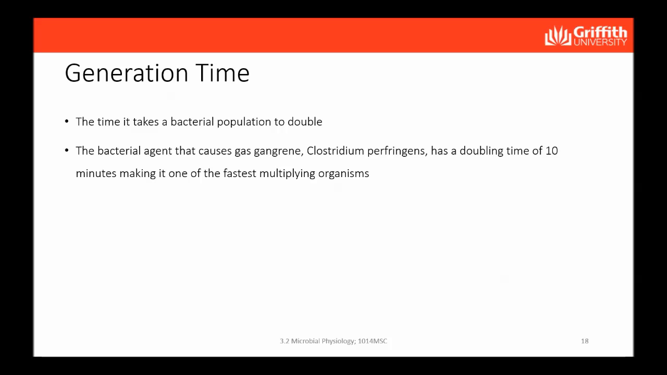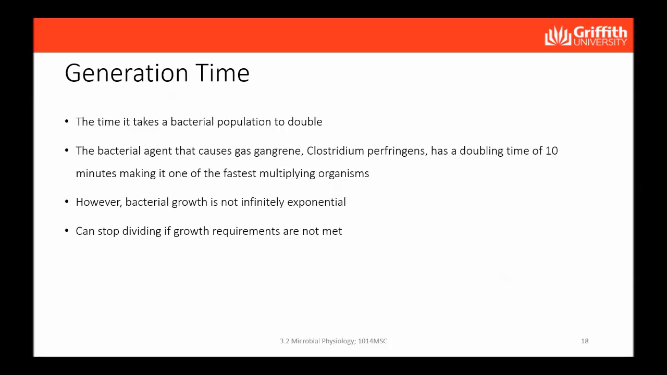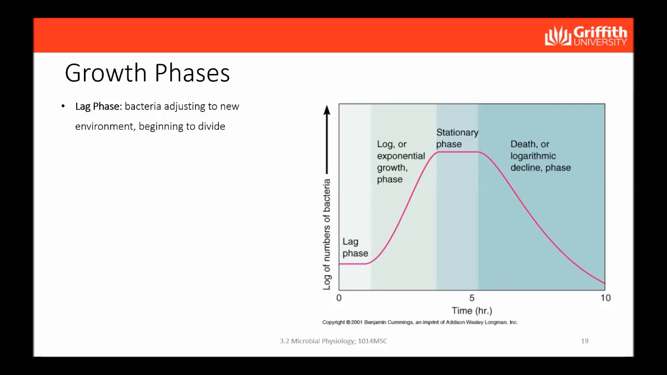However, bacterial growth is not infinitely exponential. Bacteria will stop dividing if the necessary physical or chemical growth requirements are exhausted. There are different growth phases in a bacterial population. When a flask with fresh medium is inoculated with a given number of bacterial cells, the cells initially will take a little time to adjust to those new conditions. This is called the lag phase.